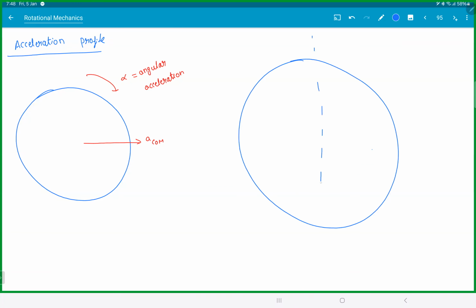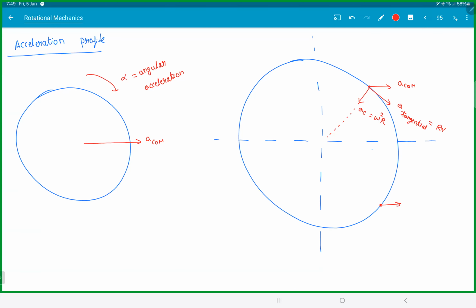You know how many accelerations each point will have? If you take a point on the first quadrant, this is acceleration of center of mass. This is tangential acceleration, which is R alpha. And this is A centripetal. Because you're rotating in a circle, there'll be centripetal acceleration also, omega square R. Every point will have three accelerations. You're getting it? A center of mass, A tangential, and A centripetal.